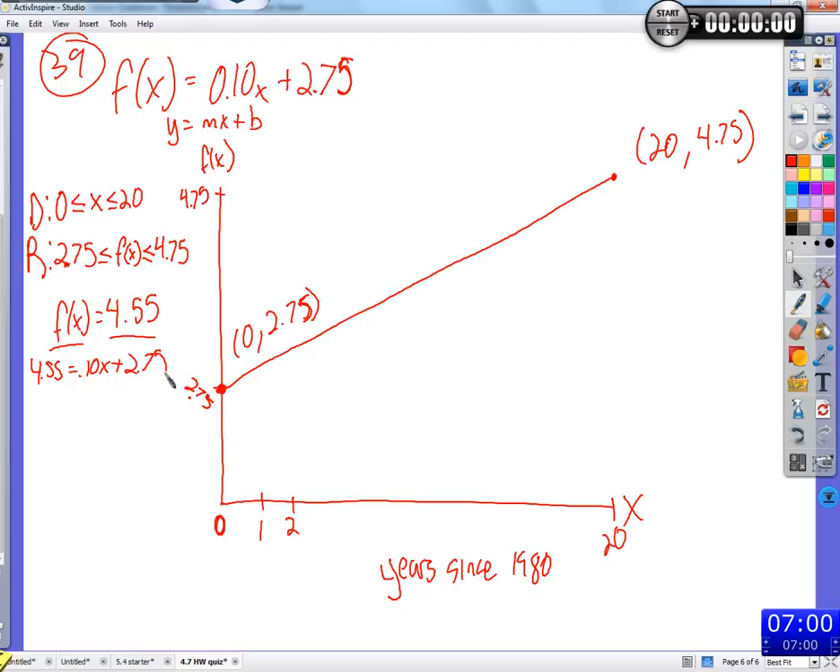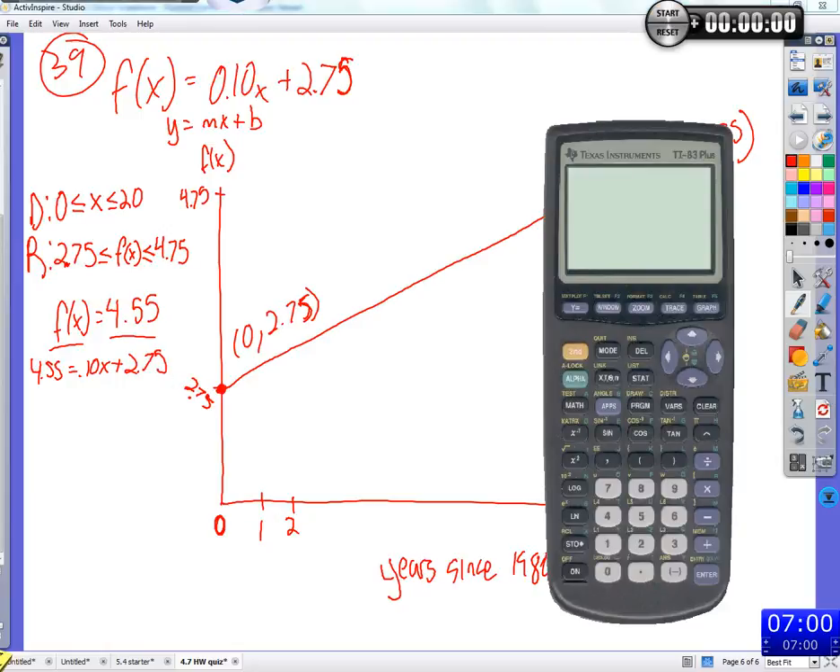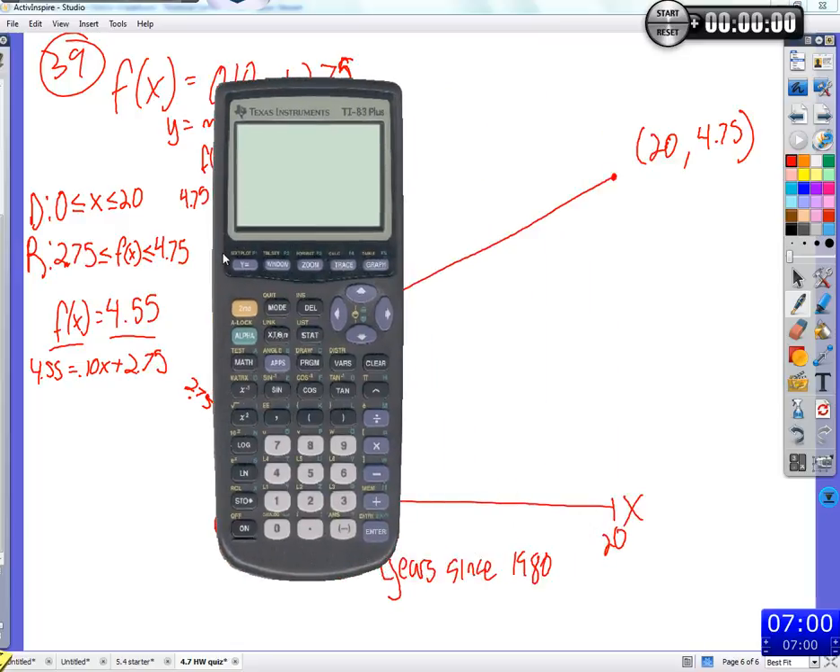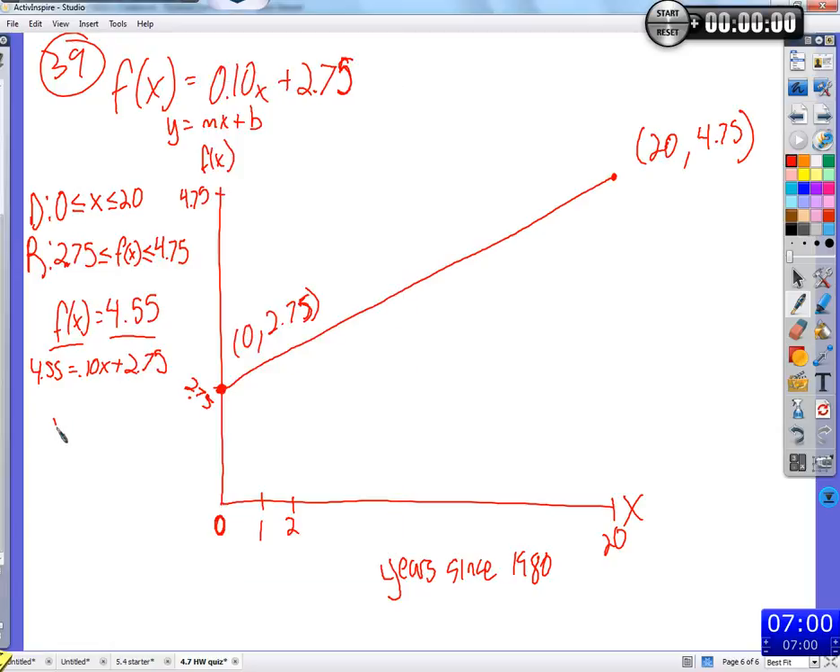4.55 equals 0.10x plus 2.75. That's right. We solve these kinds of equations so often. Know that we're going to do this. We're going to take 4.55 minus 2.75. Right? Once we've done that, what will we do next to solve for x? Divide by 0.10. 18. Okay, so x is 18.